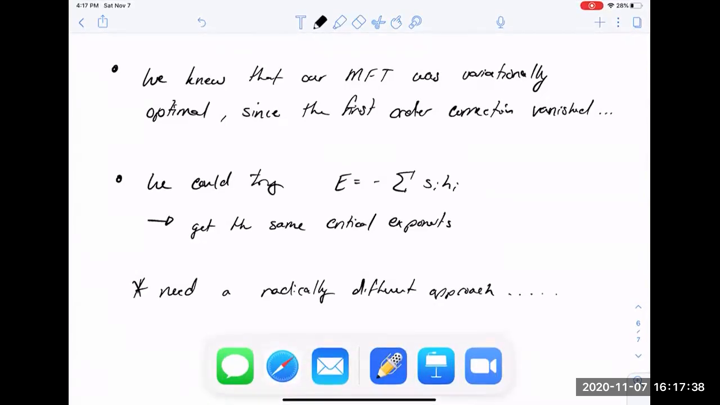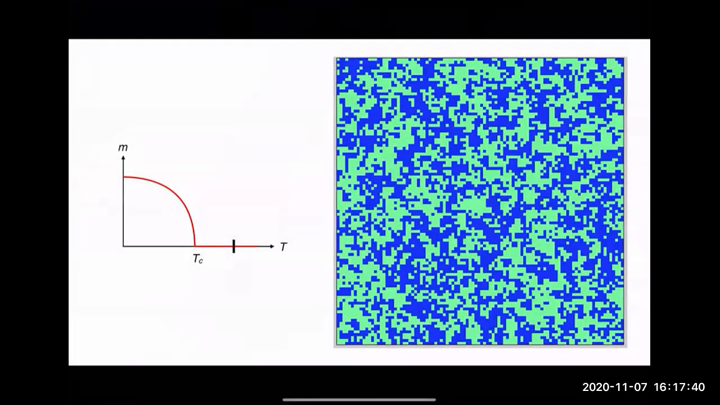So let me pull a simulation up. Okay, so this is a simulation, a lattice of a 100 by 100 Ising model. I've colored up spins blue and down spins green. I've reminded you what the phase diagram looks like in the magnetization and temperature plane.